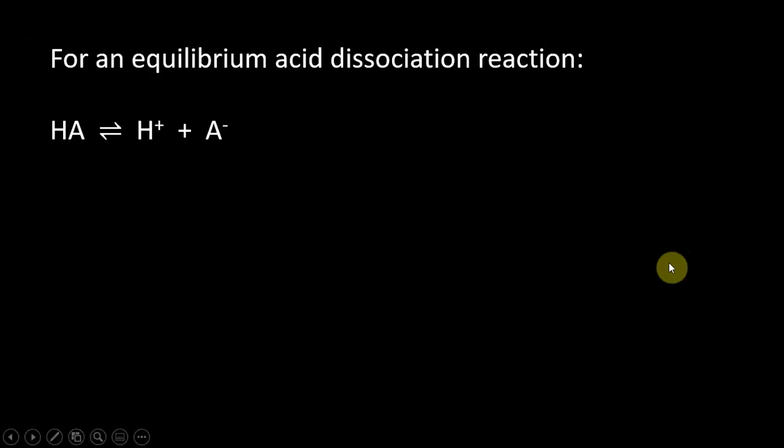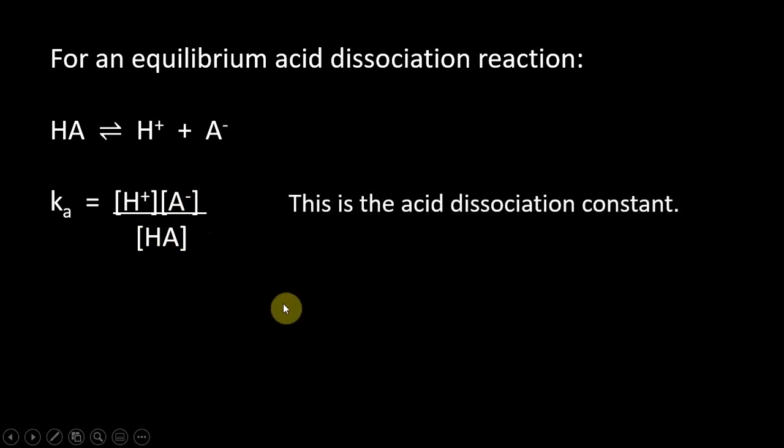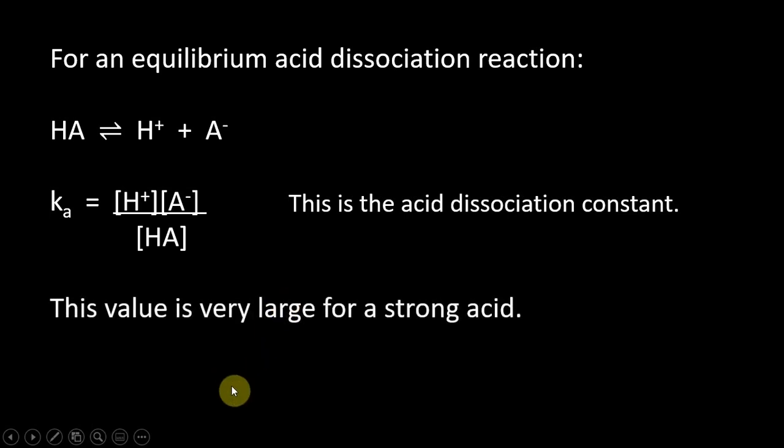All right. For an equilibrium acid dissociation reaction, the Ka value is equal to the concentration of the two ions, the H+ ion and whatever anion is there, over the concentration of the acid. This is what we call the acid dissociation constant. For strong acids, we just say it's a very large number, because essentially you're taking the concentrations and essentially dividing them by 0, which doesn't work, right?